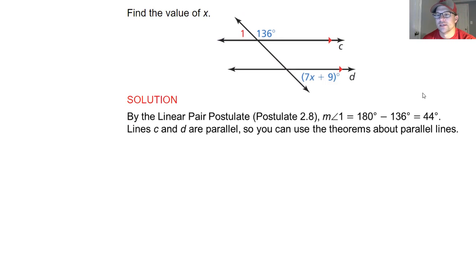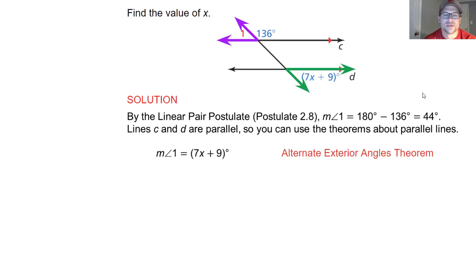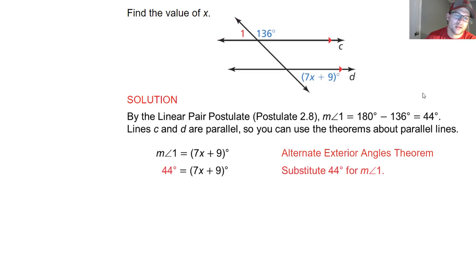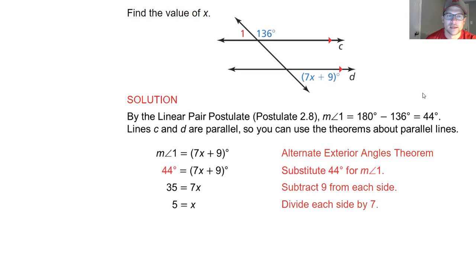So now, since C and D are parallel, we're going to use our theorems that we learned earlier about parallel lines, where angle 1 and 7x plus 9 are alternate exterior angles, and you do know that those are congruent. So plug in 44 for your angle 1, and then solve using algebra from there. Subtract 9 on both sides to get 35. Divide by 7 to get x equals 5.